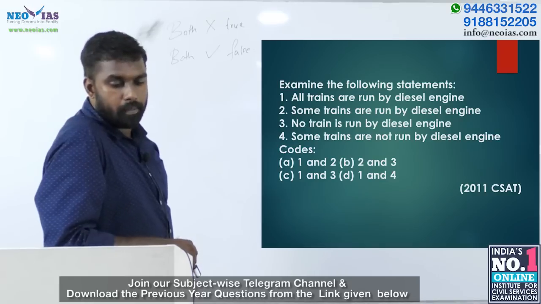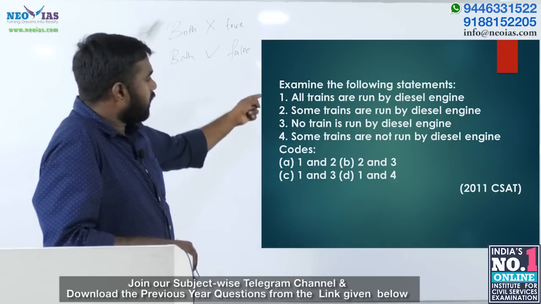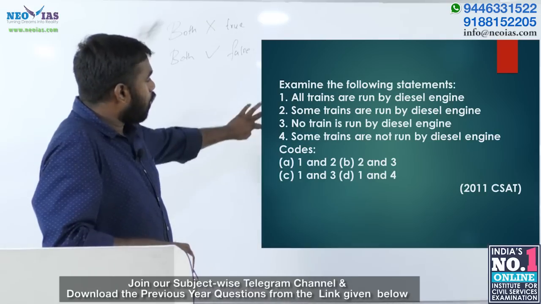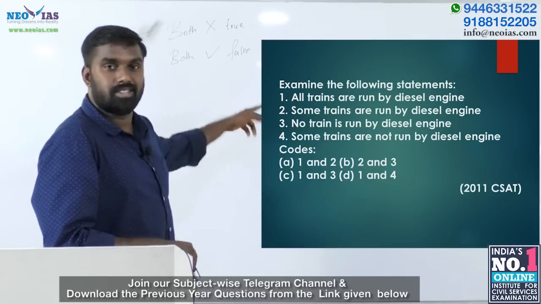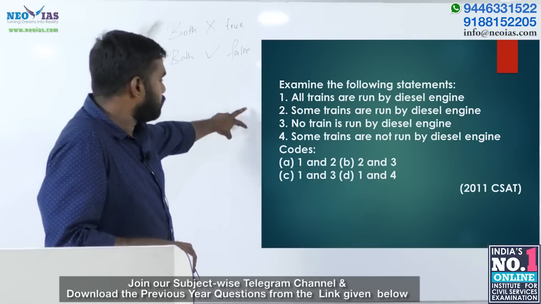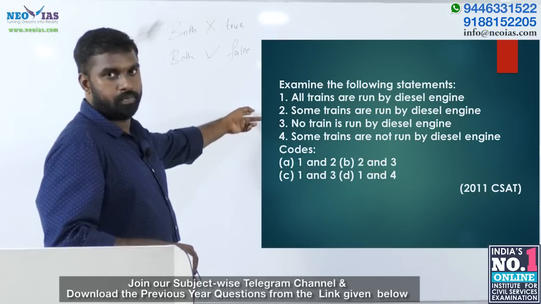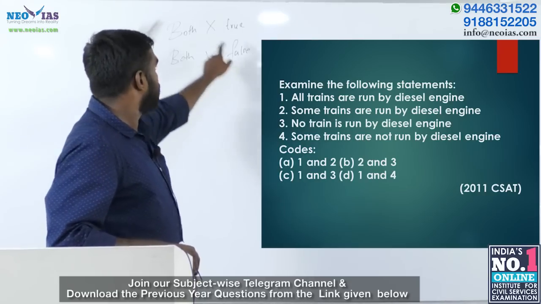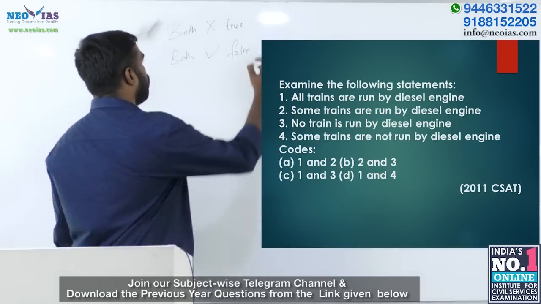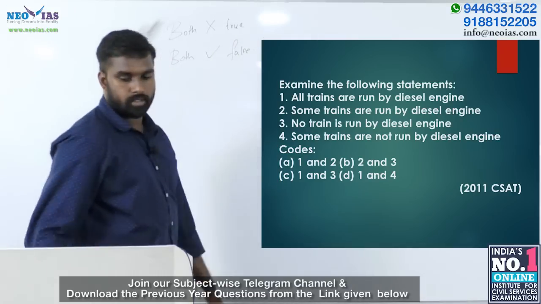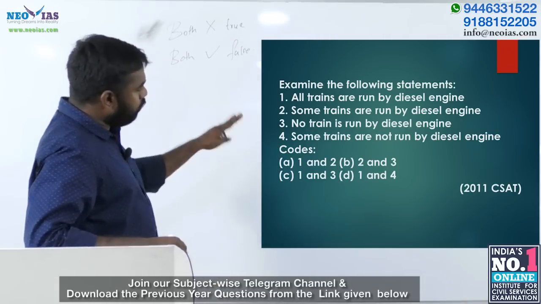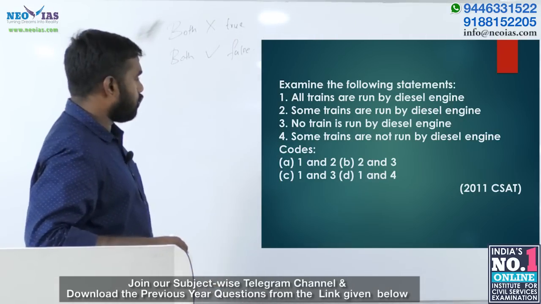Then option B, 2 and 3. Some trains are run by diesel engine. No train is run by diesel engine. So this is a contradictory statement, right? These statements cannot be true together simultaneously. So this condition is satisfied. But now we need to check whether both can be false or not.